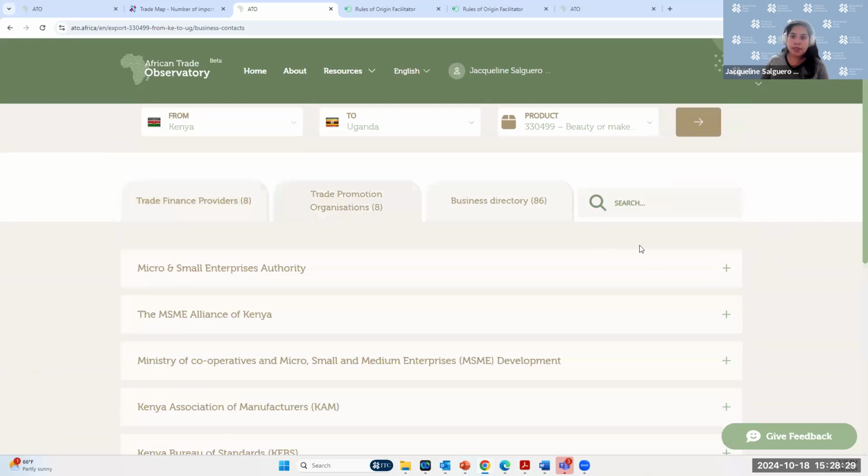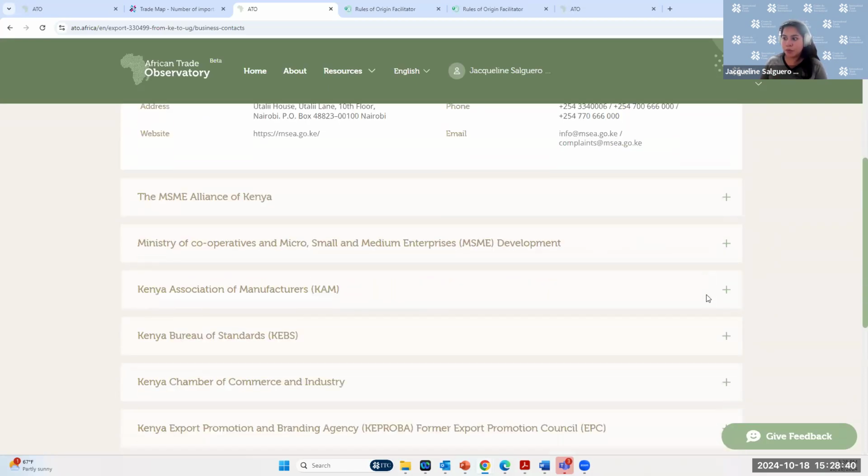Then institutions that can help me from the government or private sector, like chambers of commerce or trade support institutions or export promotion agencies. So here we also list information about those institutions for you.